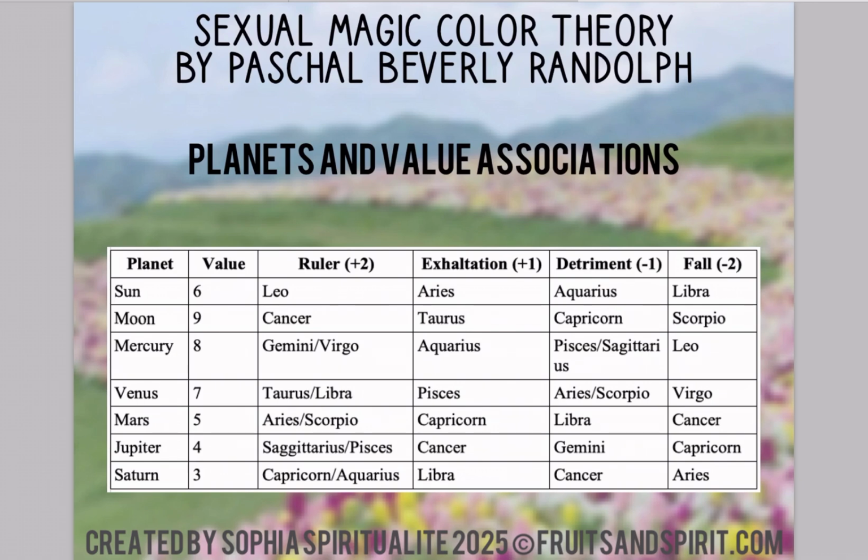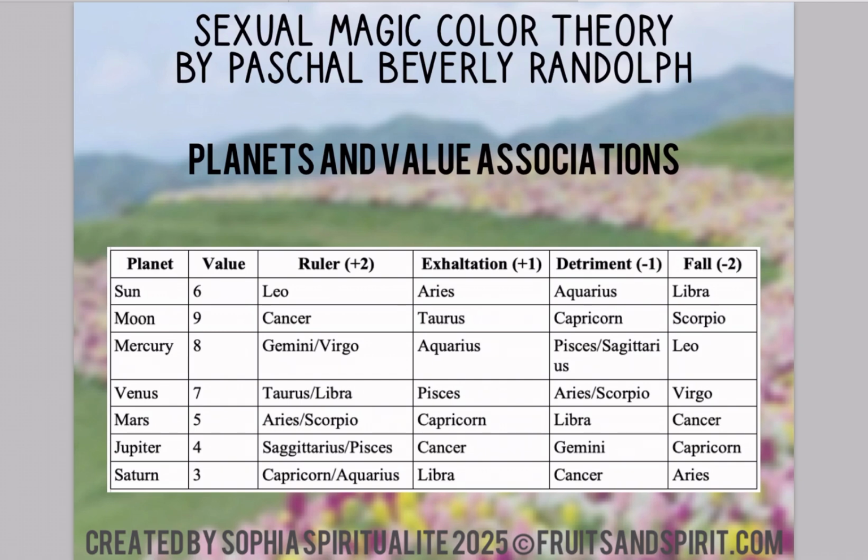Okay. So in this chart, we talk about, you see the planets and then the constellations and what planet each constellation is ruled by, but there's rulers, exaltations, detriments, and falls, and they're all affiliated with a number. So let's look at the sun. The number is 6. That's the number associated with the sun, 6.